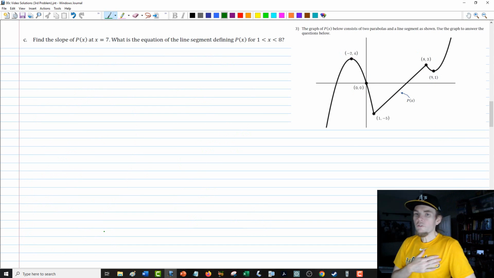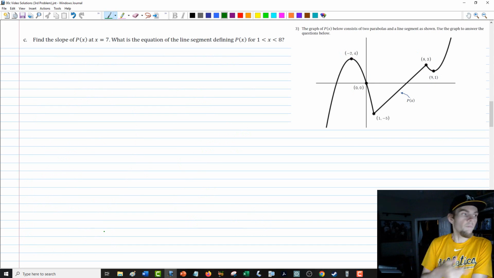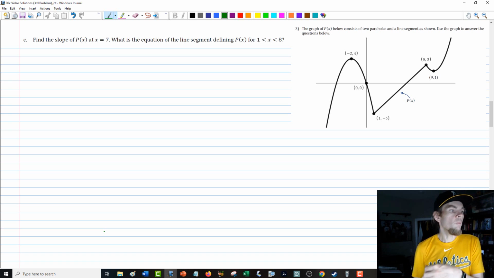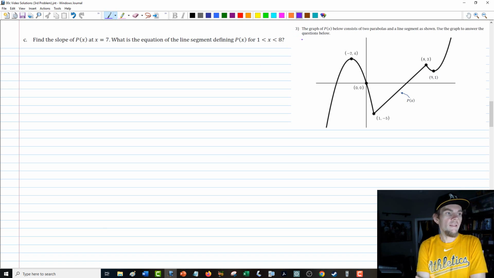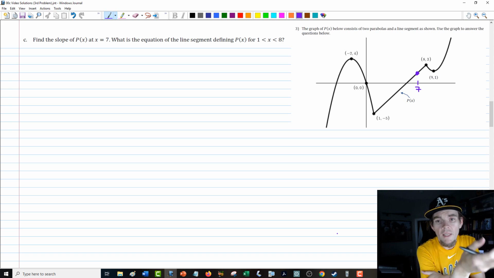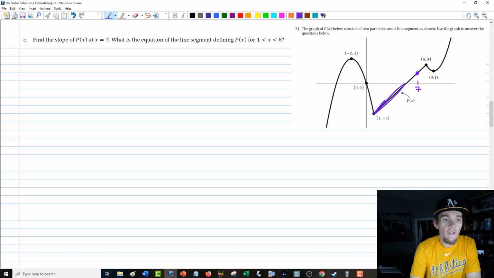So moving on to letter C. Question C asks us to find the slope of p of x at x equals 7, and what is the equation of the line segment defining p of x from 1 to 8. So let's just say this is maybe not perfect, but that looks like about where x equals 7 is going to be. And we're curious what the slope is first at x equals 7. Now you might be thinking, well shoot, we don't know what the y-coordinate is. How could we calculate the slope? But keep in mind that x equals 7 corresponds to a point on this very line.